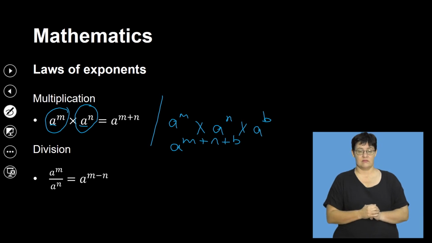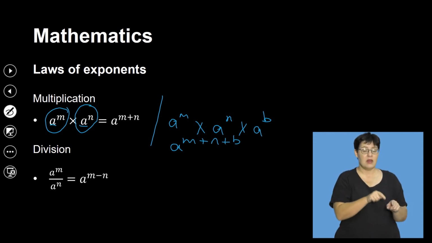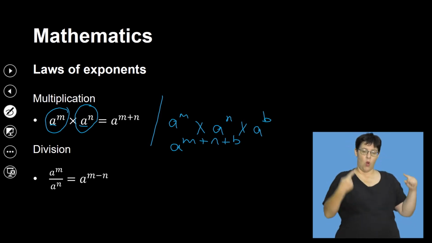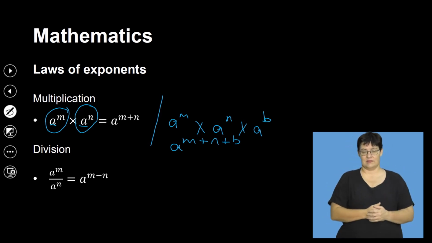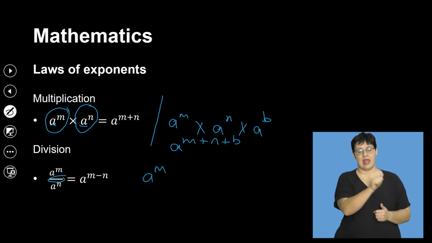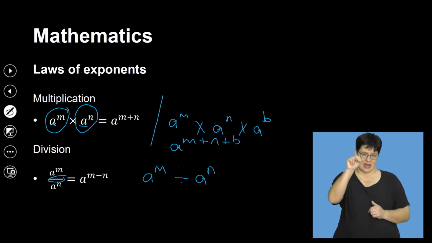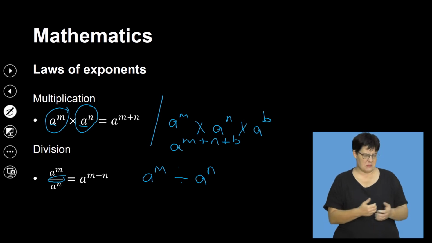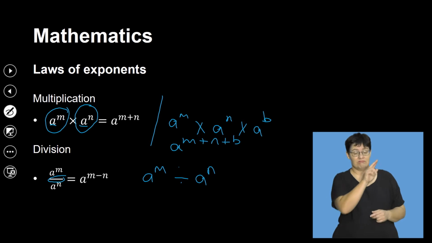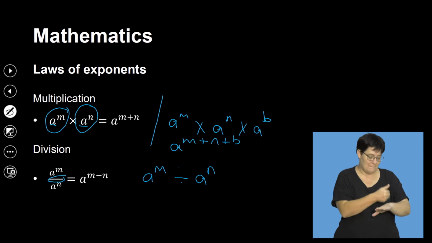Now, when we are dividing powers of the same base, we need to do the opposite of addition, which is subtraction, because division is the opposite of multiplication. And here I just use a division line, but it can also be a to the exponent of m divided by a to the exponent of n. They mean one and the same thing, right? Even with this, it doesn't matter how many powers you are dividing. As long as they all have the same base, you then subtract the exponents.